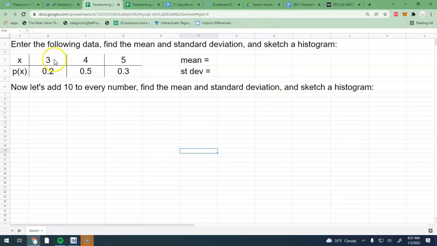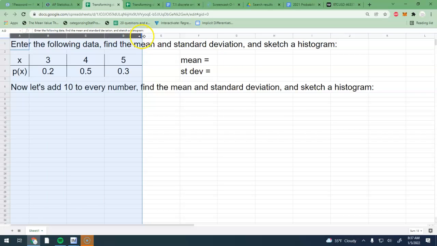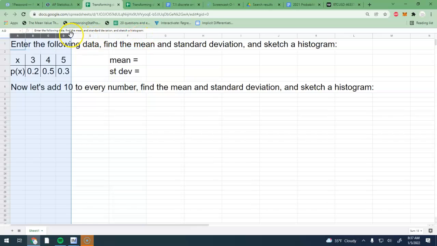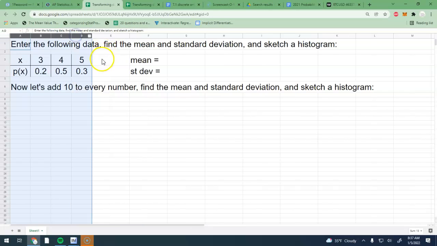Okay, so what we're going to talk about is, we got a data set. We've talked about this a little bit before, but not a ton. We got a data set, let's say 3, 4, 5. We got this probability distribution. These add up to 1. Go ahead and find the mean and standard deviation of those. And then we'll type it in, draw a histogram. Then we're going to start transforming the data by adding a certain number to every single data point or multiplying every single data point. We're going to curve the test, basically. Let's see what happens to the mean and standard deviation.